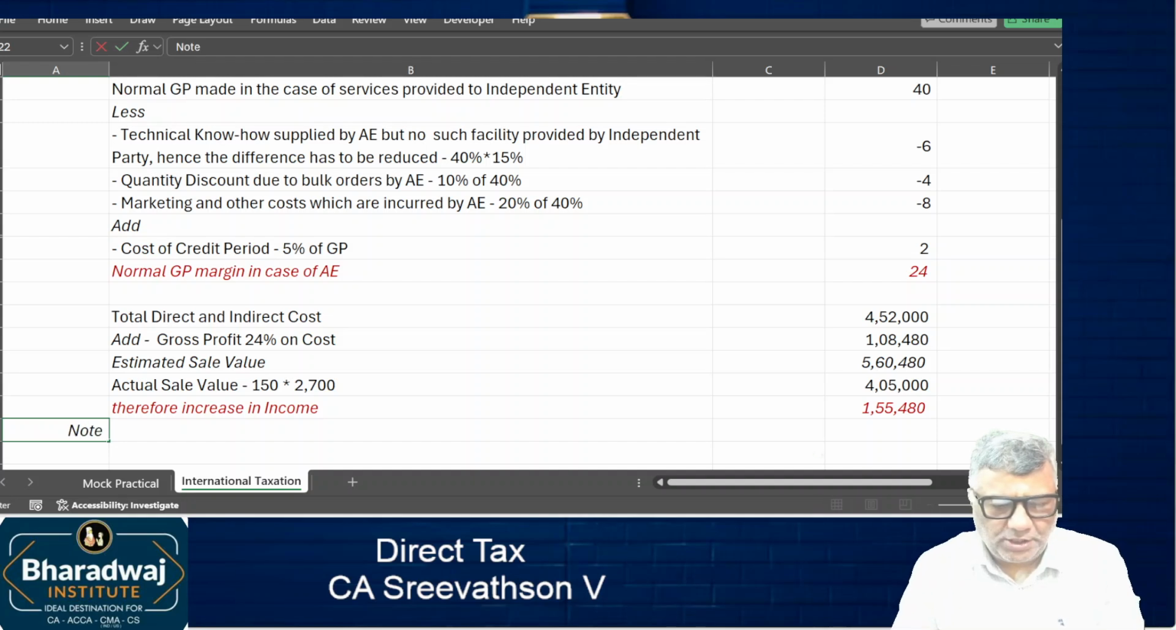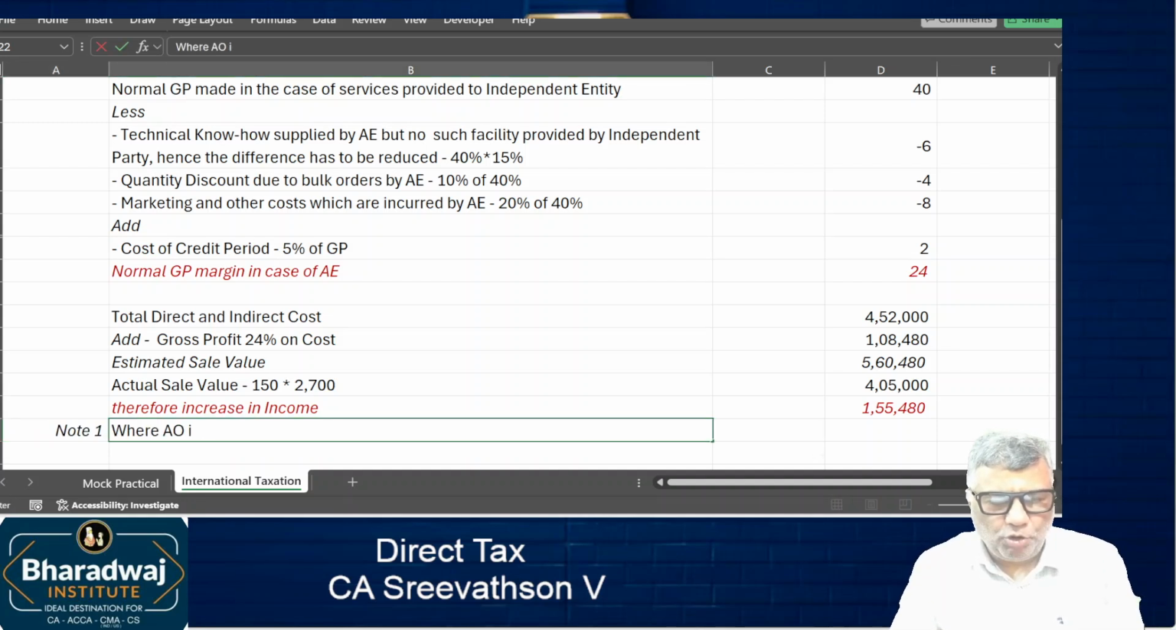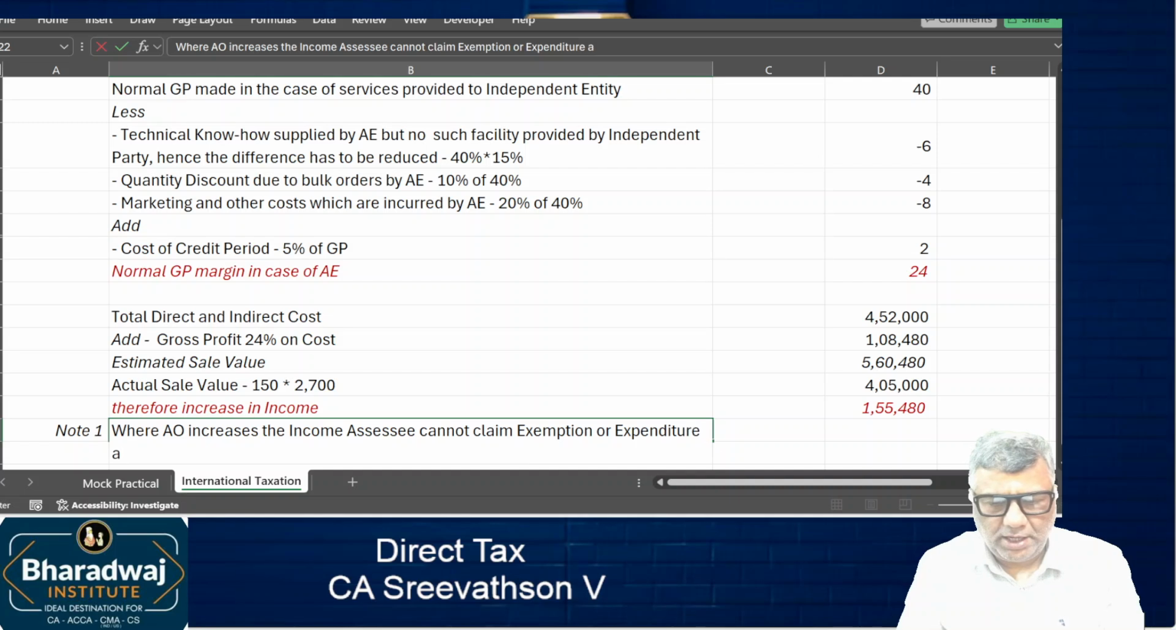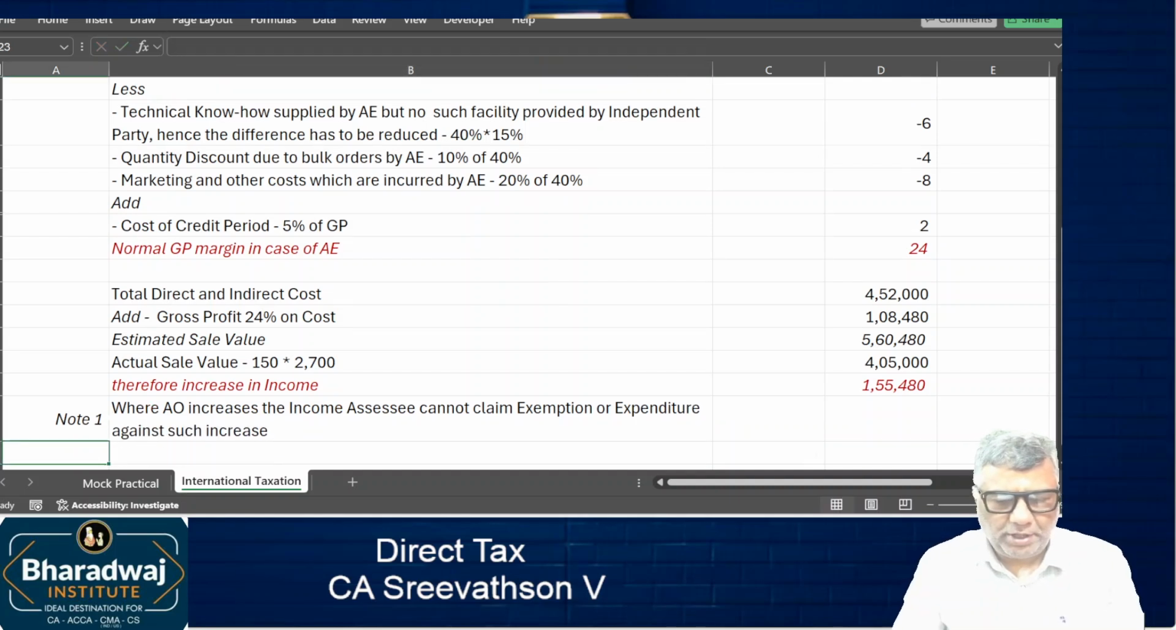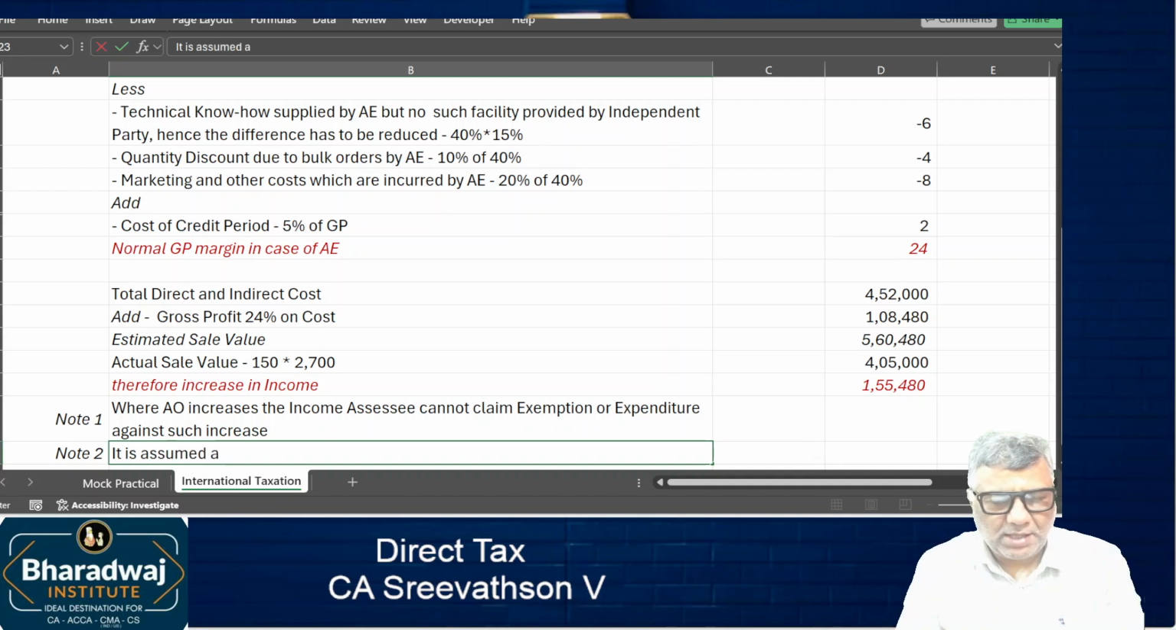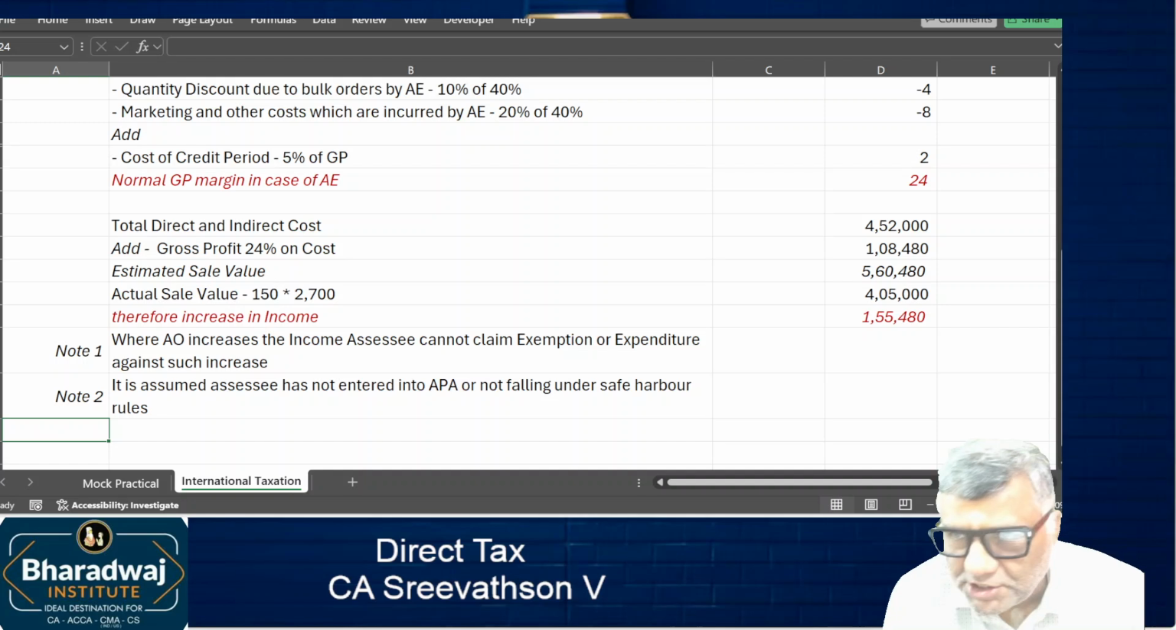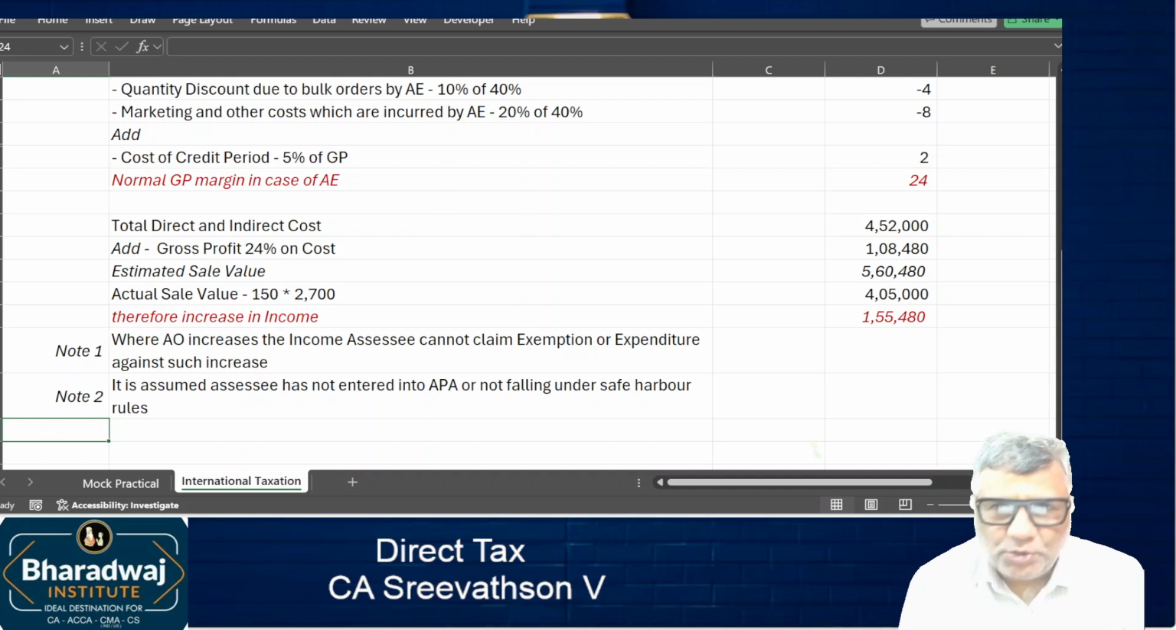I have asked you to write two notes. Note 1, where AO increases the income, assessee cannot claim exemption or expenditure against such increase. Note 2, it is assumed assessee has not entered into APA or not falling under safe harbor rules. Please complete the solution with this so that our answer stands out, provided the examiner who is correcting knows the provision. It will be appreciated much higher.